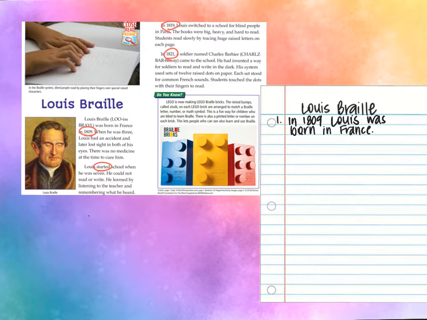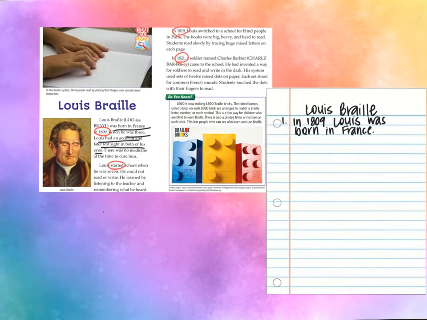Okay, so I've got that. He was born in France. Was there anything else that was important in that paragraph? Something really important happened. Now, it doesn't tell me a date, but it tells me when it happened, when he was 3. So what happened when he was 3? Right, it says right here that he had an accident that caused him to lose his sight in both of his eyes. Okay, so that would be my second event.